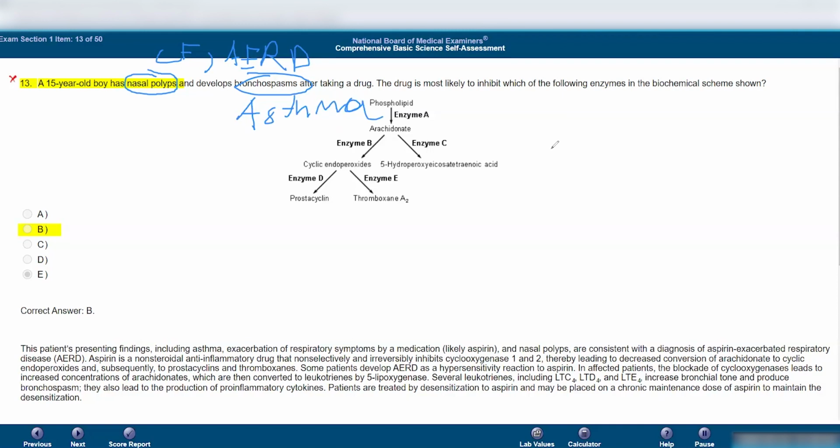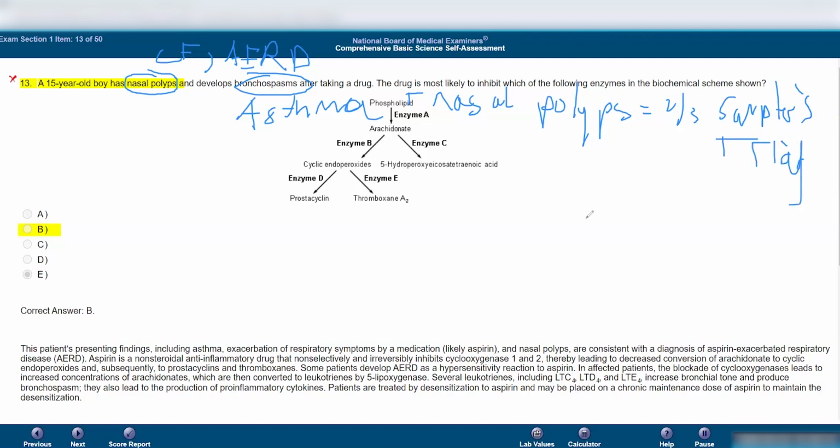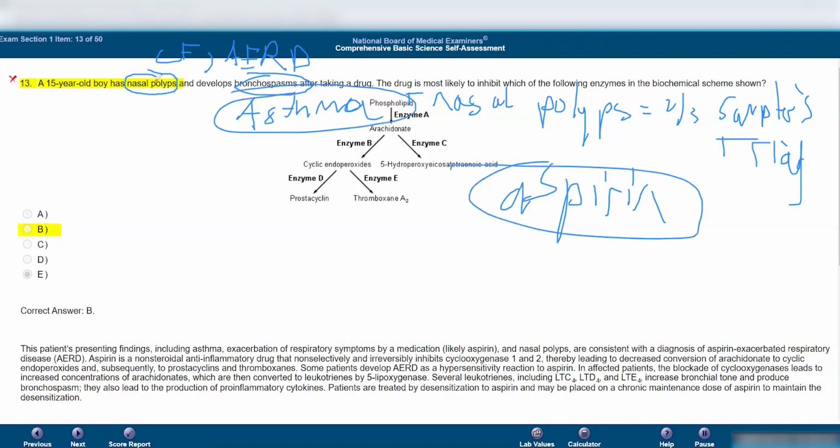Let me write this down. Bronchospasm, asthma, is just an overreaction of your bronchioles to allergens. So that's just asthma. So if you have asthma plus nasal polyps, that's 2 out of 3 of Samter's triad. So you assume that they probably have the third of Samter's triad, which is aspirin insensitivity. So the 3 things of Samter's triad are aspirin, asthma, nasal polyps.